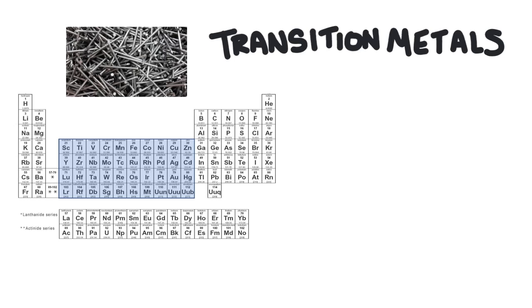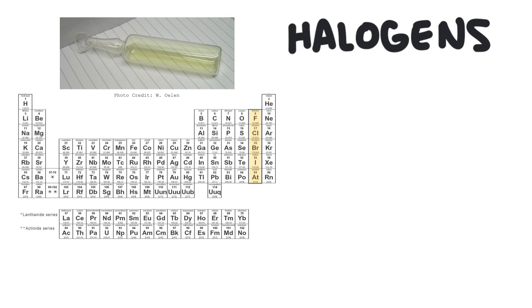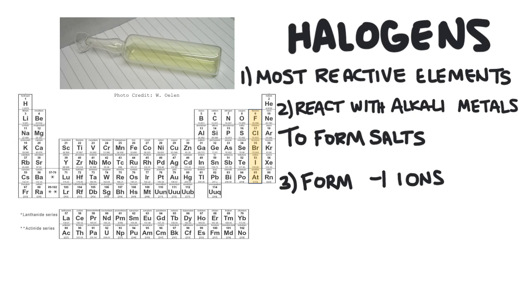This whole section here in the middle of the periodic table are the transition metals. They are unique because they form ions with a variety of different charges. They are generally not as reactive as the first two columns of metals. We're going to skip all the way across here to group 7. Group 7 is called the halogens. They're the most reactive nonmetals, and they react very violently with the alkali metals to form salts.